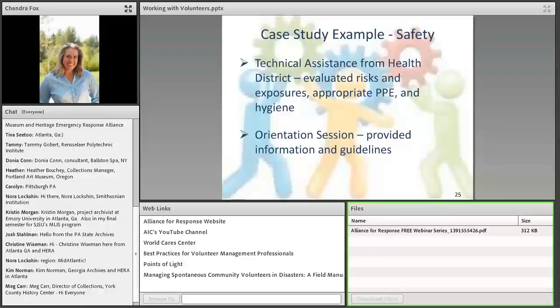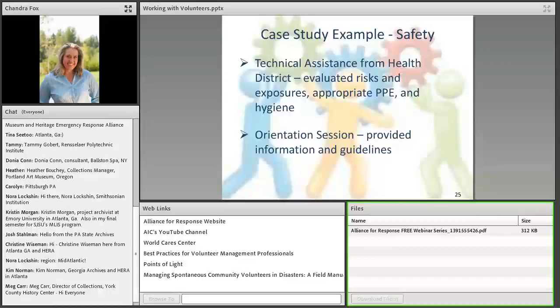We also provided each new group of volunteers coming in an orientation session. We sat down with them before they ever went out onto the warehouse floor and talked to them about the safety issues, what our rules and expectations were, what our guidelines were, as well as the job expectations and what the work was they were actually going to be doing.